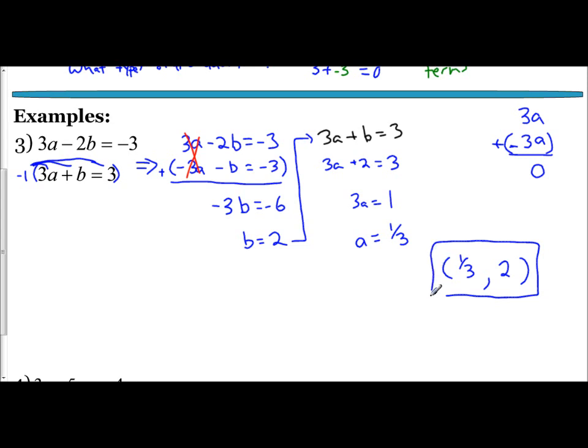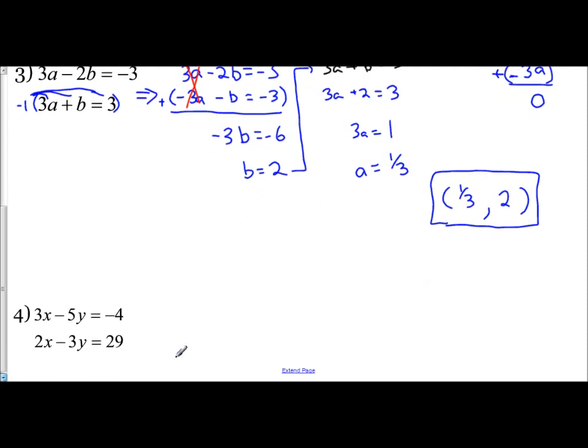So when I did the elimination method, the whole point was to create opposite terms above each other or below each other, and they add to give you 0, so they eliminate each other. And then we focus on the variable that remains. So let's look at example 4.